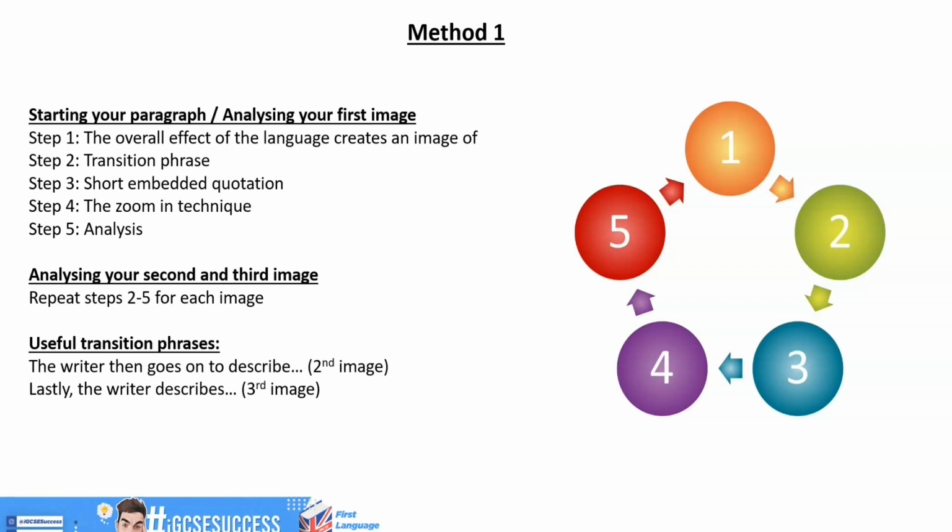Step 4 is what we call the zoom in technique. That may well be zooming into a particular word and exploring the connotations, or it may well be zooming into a technique or simply the entire phrase as an image. Step 5 is your analysis, and this is where you want to say 2 things about the image. And in terms of your second and third image, you simply repeat steps 2 to 5. And some useful transition phrases to remember are: the writer then goes on to describe, and lastly, the writer describes.